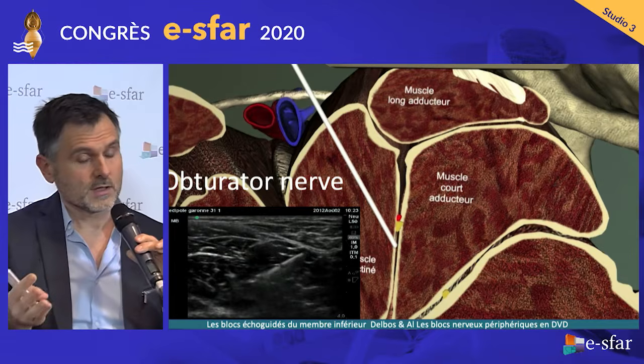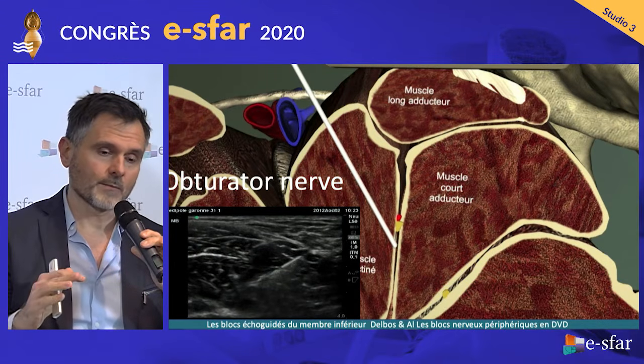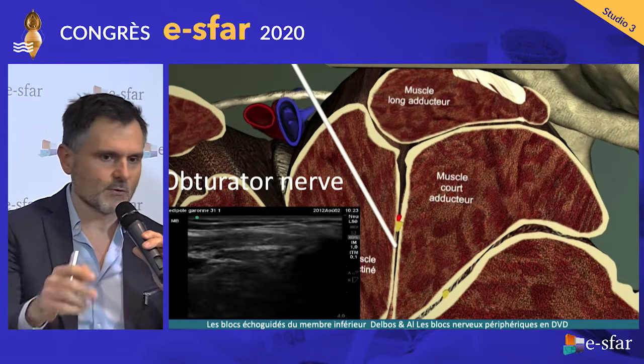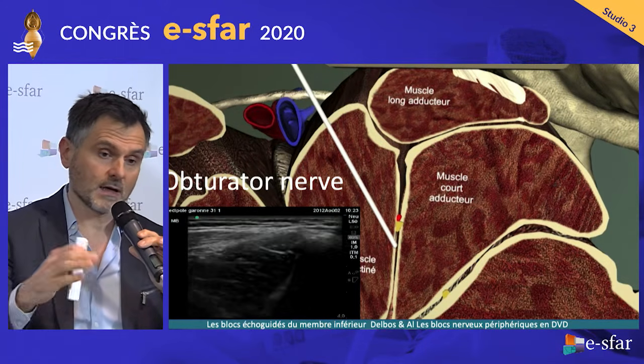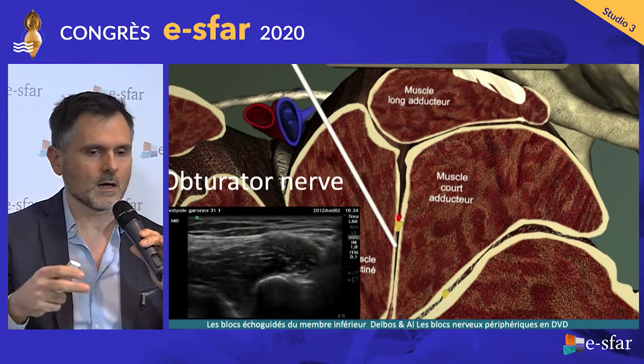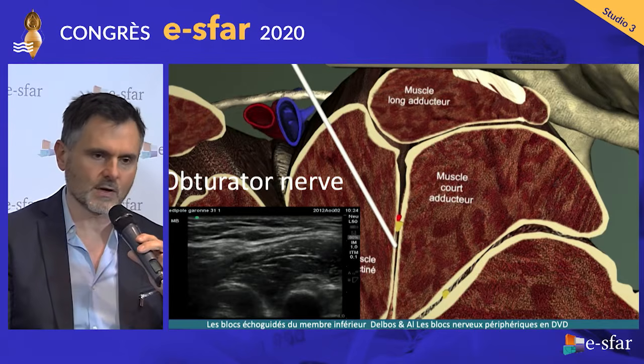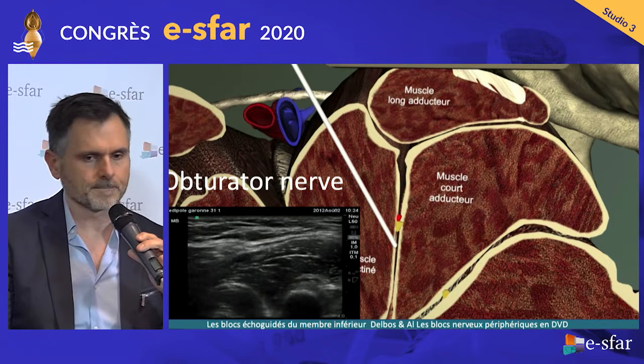In 10 to 30%, we have an accessory obturator nerve completely separated from these branches, and it innervates the hip joint. It's important to know that in 10 to 30% of patients, we have this innervation.